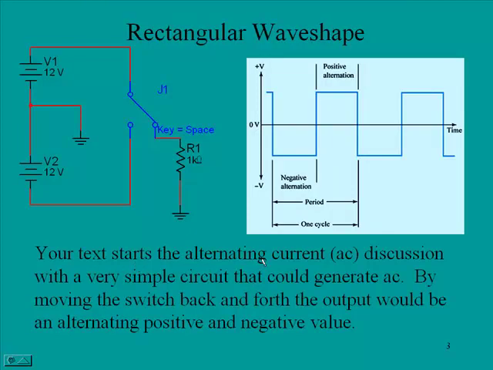Your text starts the alternating current discussion with a very simple circuit that could generate AC. By moving the switch back and forth, the output would be an alternating positive and negative value. The switch would be right here, and this would be our load. This switch would be switched between this point and this point. I think your text does this because we have looked at DC, and this would be a way of generating an alternating current source. It'd be far from ideal, but we could do it this way.